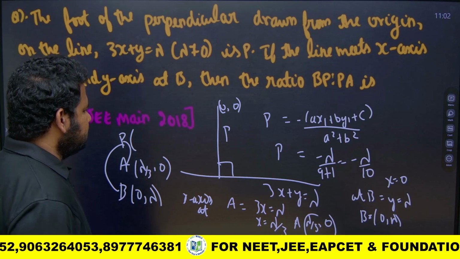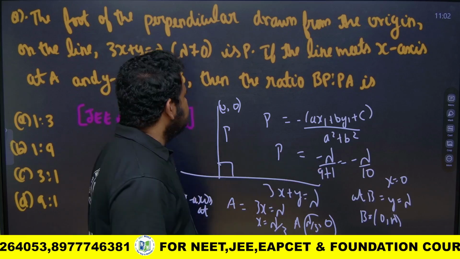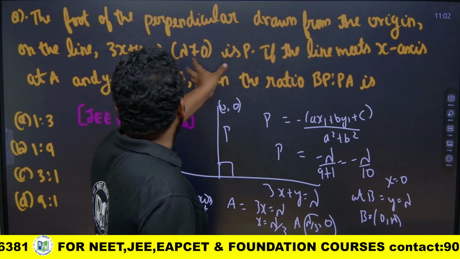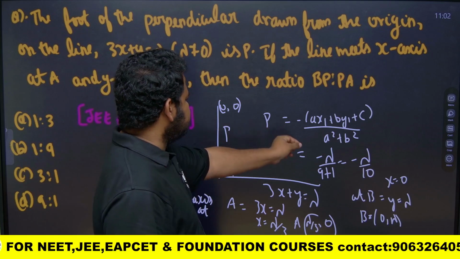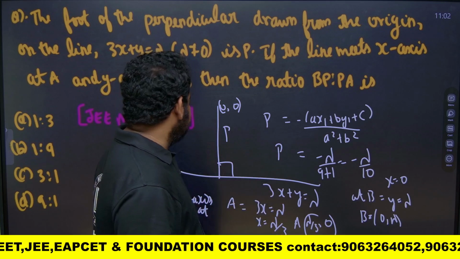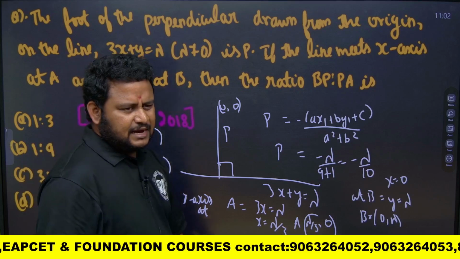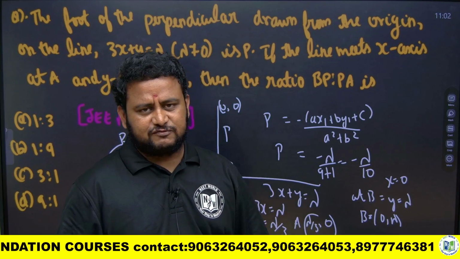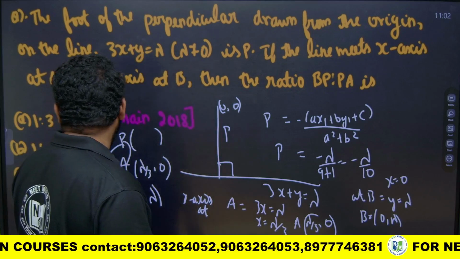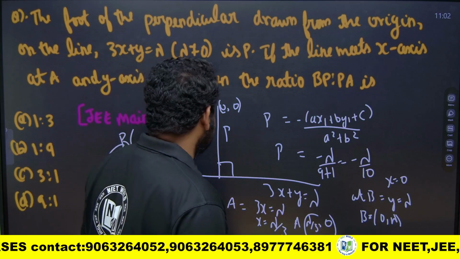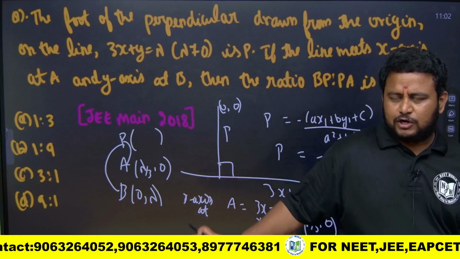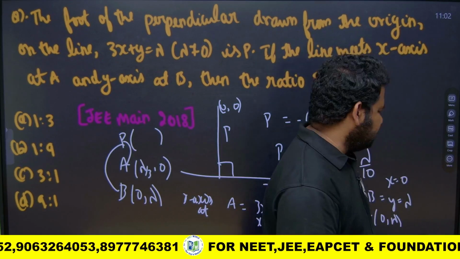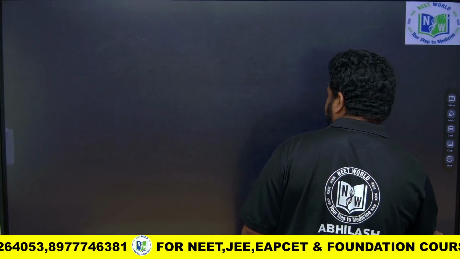So P, the foot of the perpendicular drawn from the origin on the line 3x plus y is equal to lambda, we got it as minus lambda by 10. If you put it in, you will get the coordinates of P, and you can solve the equation. You can find BP is to PA either using the section formula or the distance formula, which you can do by yourself, and I think you will get the value as 3:1 or something like that. I already told you how to find the coordinates of P, A and B. It's very simple, you can do it from there.